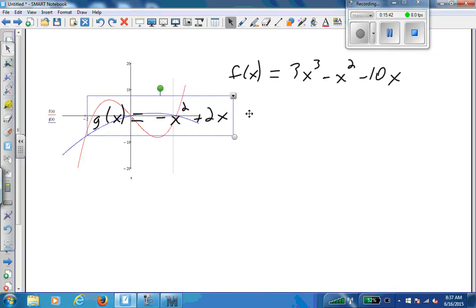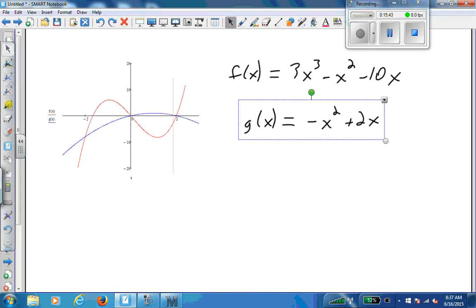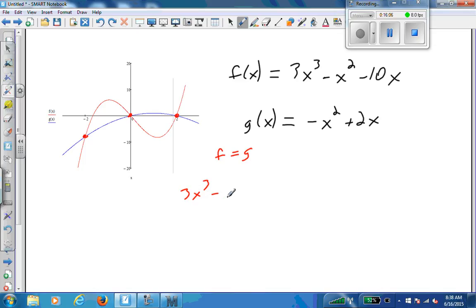So we want to find out the exact x values where those intersect. Now keep in mind, we could do all of this without even knowing what the graph looks like, because we're going to integrate between where f and g are equal. So let's set f equal to g. So 3x cubed minus x squared minus 10x equals minus x squared plus 2x.